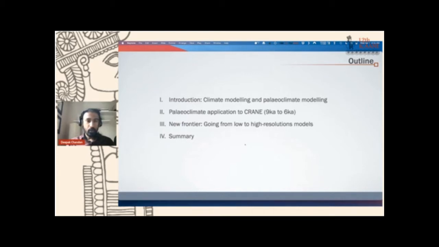Then I'm going to move into our work with high-resolution models, specifically for ICAANE's Asian-based modeling effort, which is led by Lynn Wilton, who is the next speaker in this session. And so I'm going to talk about how we are going to use our global models to drive high-resolution models to be able to provide high-resolution data for the Asian-based modeling effort. And then I'm going to summarize my talk.